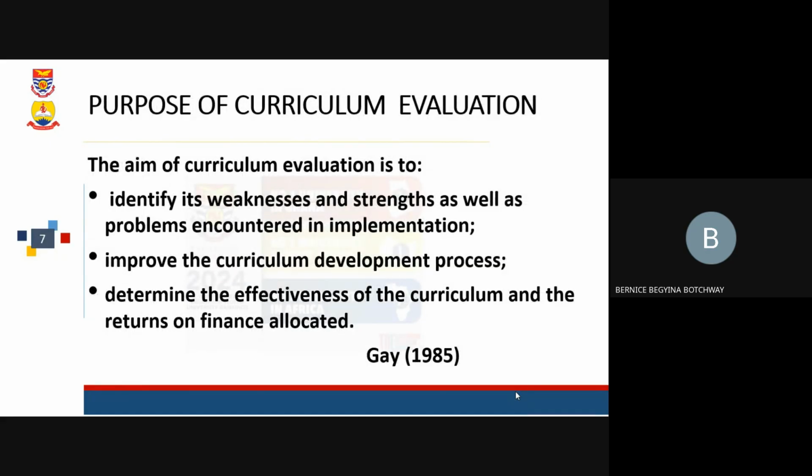What then is the purpose of a curriculum evaluation? The main aim of curriculum evaluation is, one, to identify its weakness and strength, as well as problems encountered in implementation. When I asked what evaluation is, most of you were trying to tell me that we do evaluation to identify the weakness and the strength. And also we do evaluation to identify some problems that we encountered in the action stage, in the implementation stage.